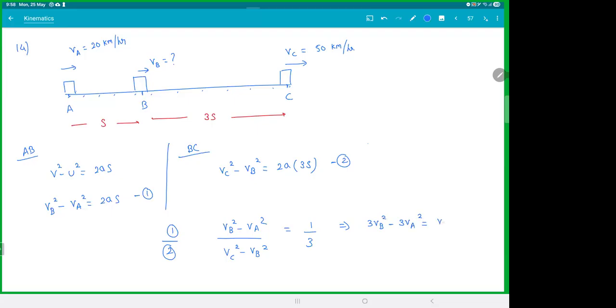3VA square is equal to VC square minus VB square. So we get VB is root over (3VA square plus VC square) by 4. You know the values of VA and VC, substitute there. VA is 20, 20 square is 400, 3 times 400 is 1200, 1200 plus 2500, that's 3700, 3700 by 4, 925 kilometers per hour. Yeah, that's your answer.